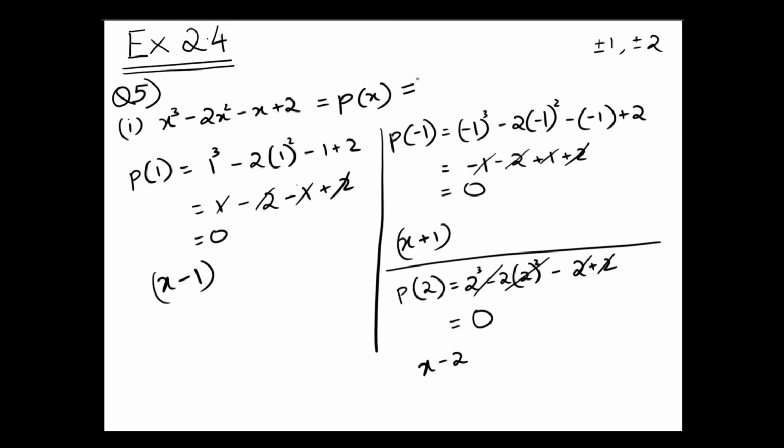So if I were to factorize this, I know x minus 1 is a factor, I know x plus 1 is a factor, and I know x minus 2 is a factor. The product of these three terms will give me the given polynomial, and hence this is the factorization of p of x.